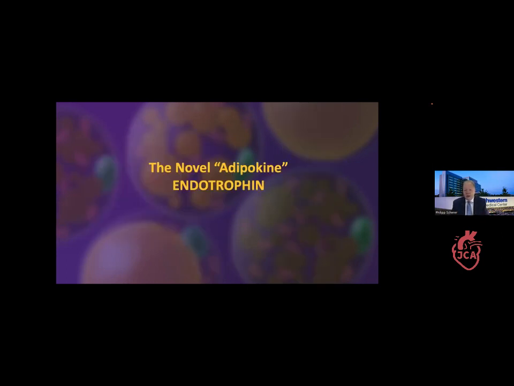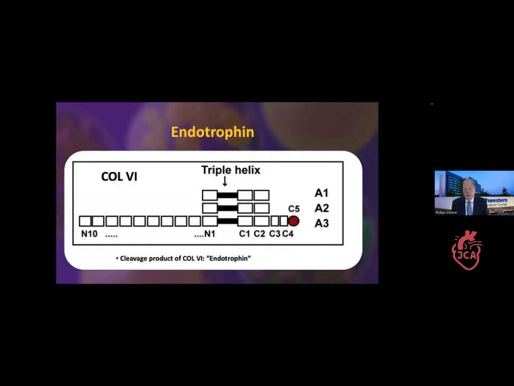So what are some of the factors that really drive this de-differentiation? And then from that point on, once de-differentiated, what will be the factors that drive these precursors towards a more fibrogenic myofibroblast stage? Endotrophin in this context is a novel, quote-unquote, adipokine, in the sense that fat cells produce a lot of it, but its expression is not restricted to adipose tissue.